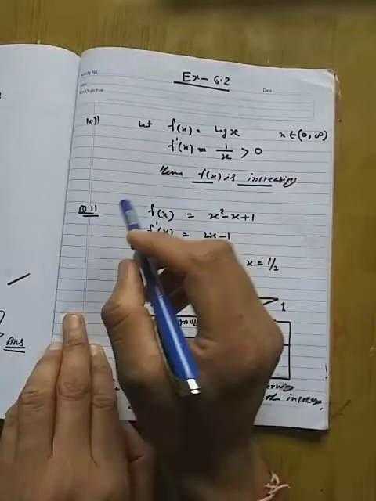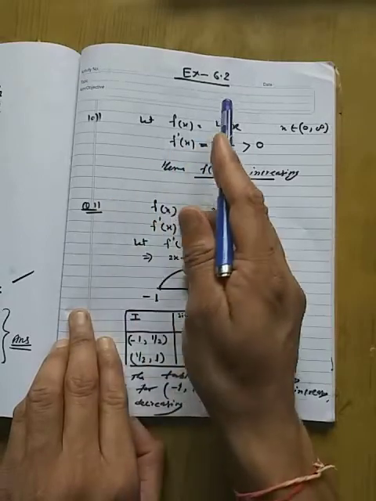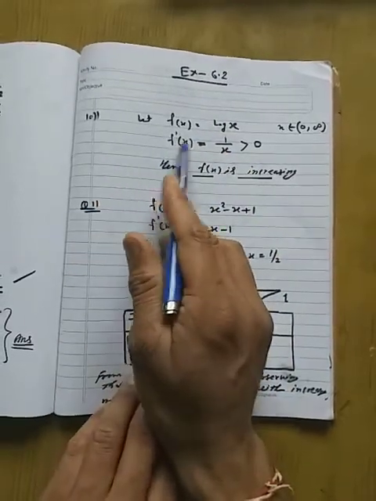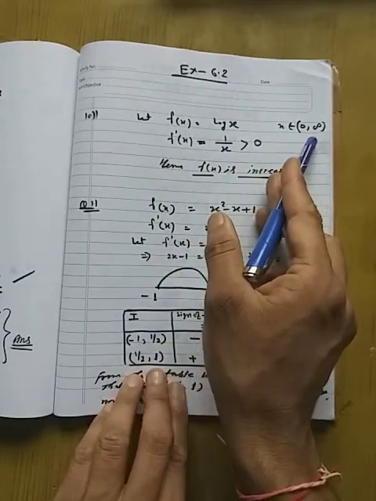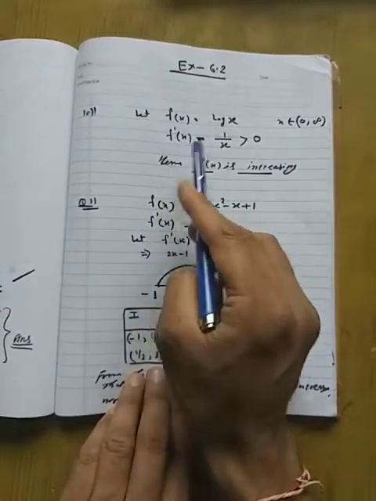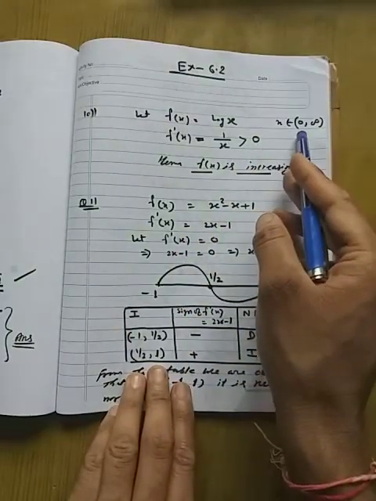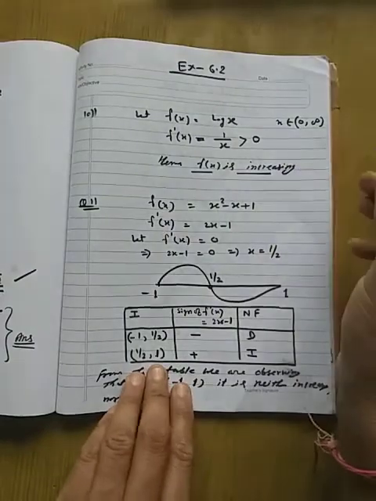Hello student, today we will discuss Exercise 6.2, question number 10 onwards. Let f(x) = log x, x belonging to the closed interval 0 to infinity. We have to prove that this is an increasing function. At first I will differentiate: f'(x) = 1/x, which will always be greater than 0 for the value of x lying between 0 and infinity. Hence f(x) is increasing. This is a very simple question.